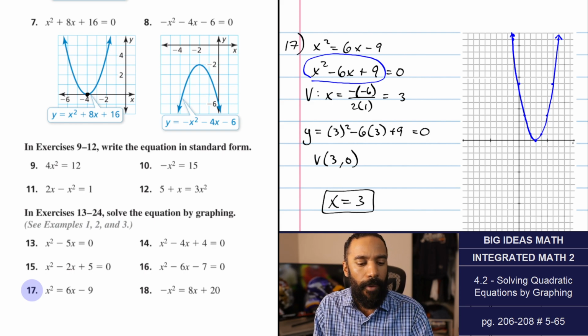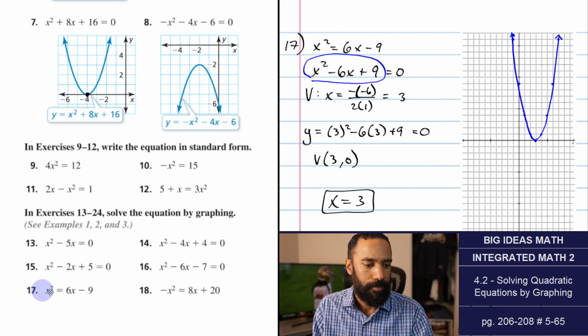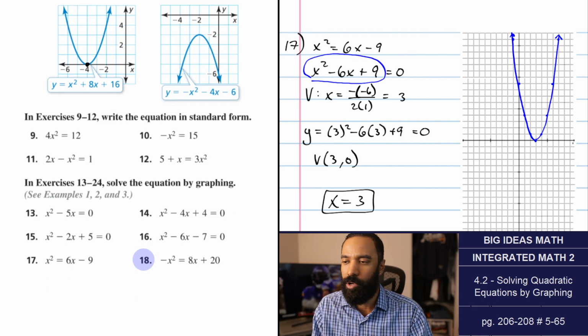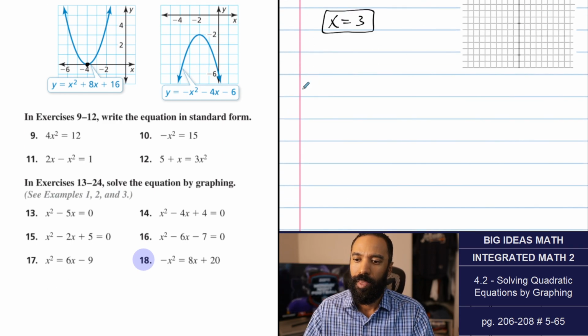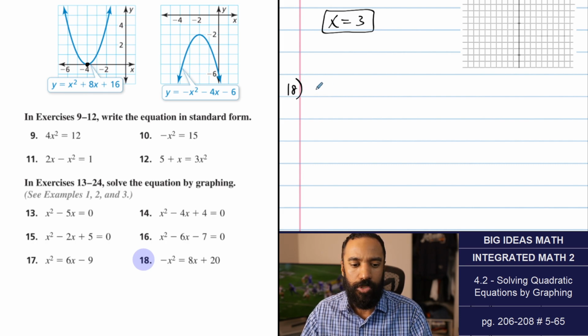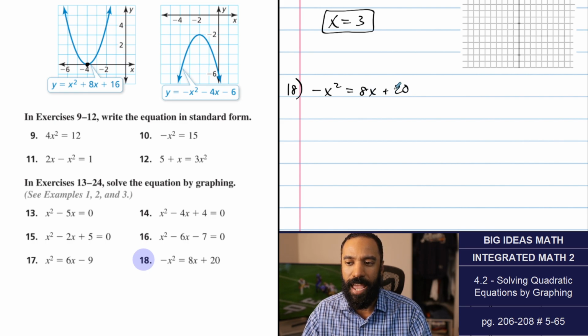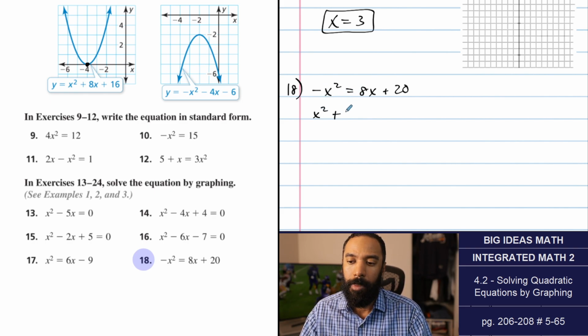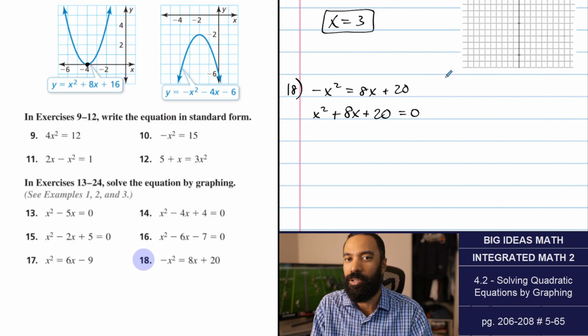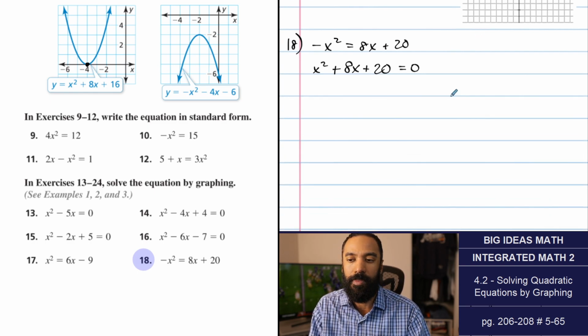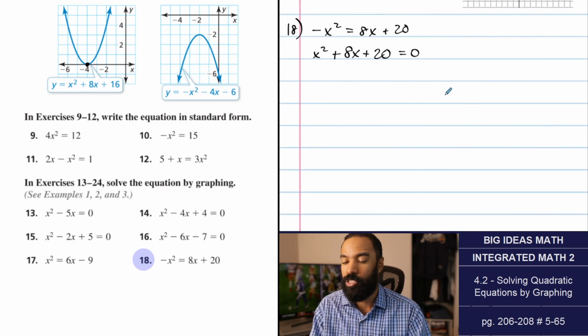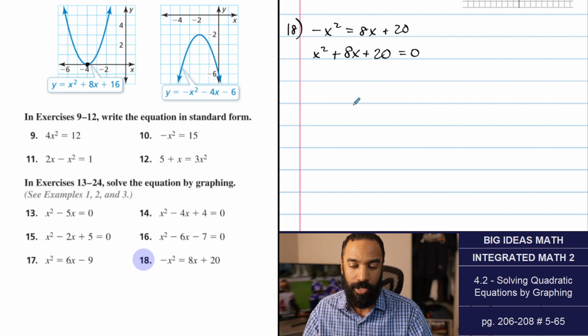All right, and then number 18. Negative x squared equals 8x plus 20. Once again, there's more than one way to do this when it comes to how you want to write out standard form. Either you subtract over the 8x and the 20, and then you graph that, or you add the x squared over and you graph that. Now listen, I'm going to add the x squared over. You would get two different graphs as a result, but they would still get the same solutions. They'd still be the same x values, or lack thereof, that get you your answers in the end.